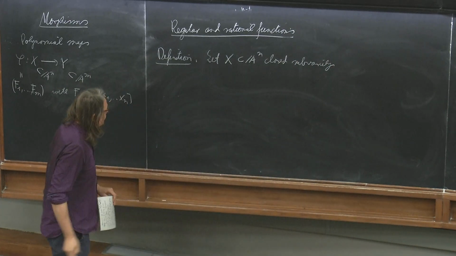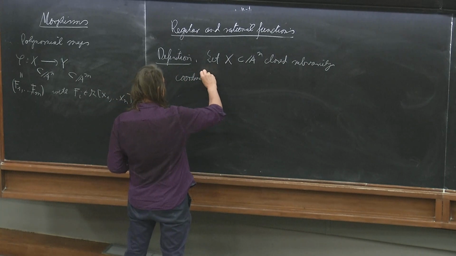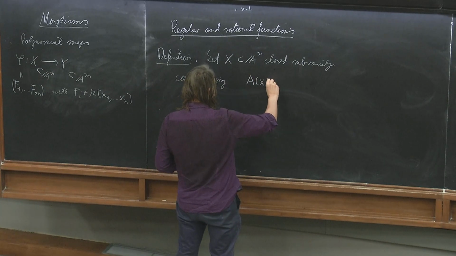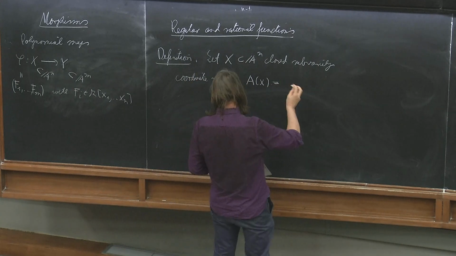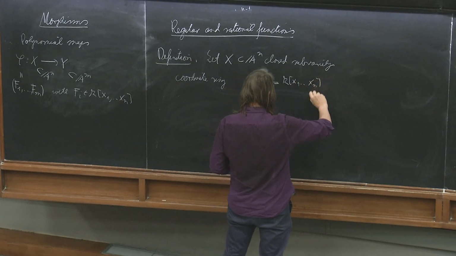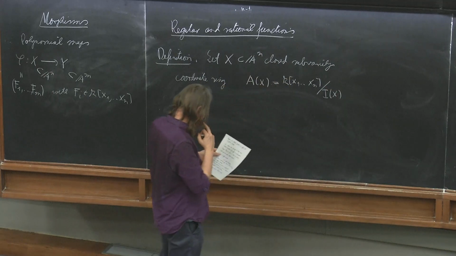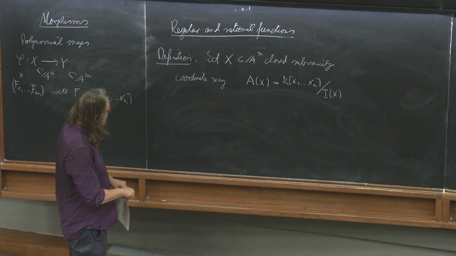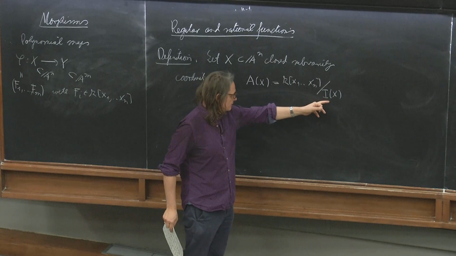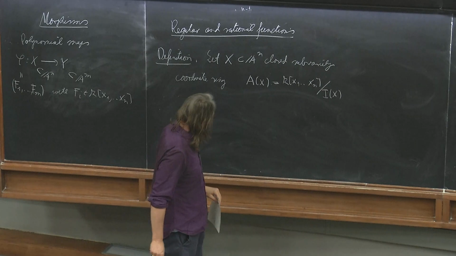So recall we have the coordinate ring. I could denote it A(X). This was defined to be the quotient of the polynomial ring divided by the ideal of X, and one could identify this with the polynomial functions on X. And as I have assumed that X is a variety, that is irreducible, it means that I(X) is a prime ideal. So therefore, A(X) is an integral domain.